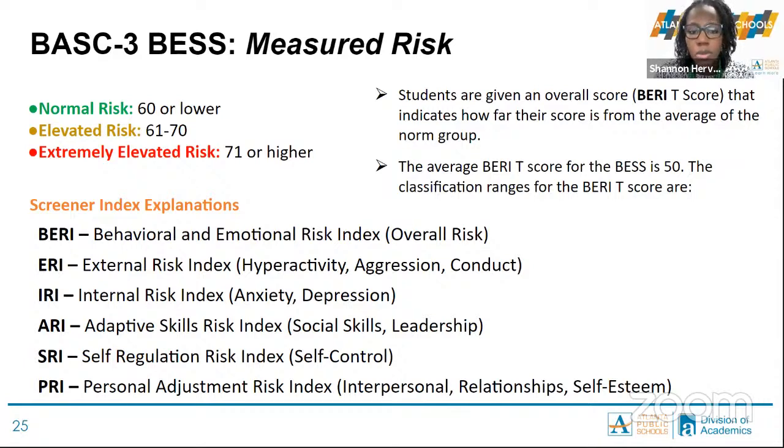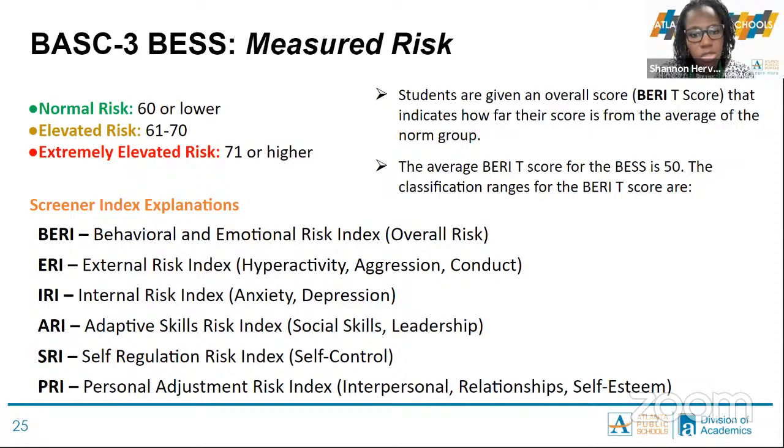Teacher and parent forms will reveal whether a student is at risk for externalizing behaviors, such as hyperactivity or aggression, internalizing behaviors, such as anxiety or depression, or adaptive skills deficits, or problems with communication or social skills. Student forms will reveal whether a student is at risk for internalizing behaviors, self-regulation deficits, such as hyperactivity or attention problems, or personal adjustment deficits, such as relationship problems, self-esteem challenges, or self-reliance issues.